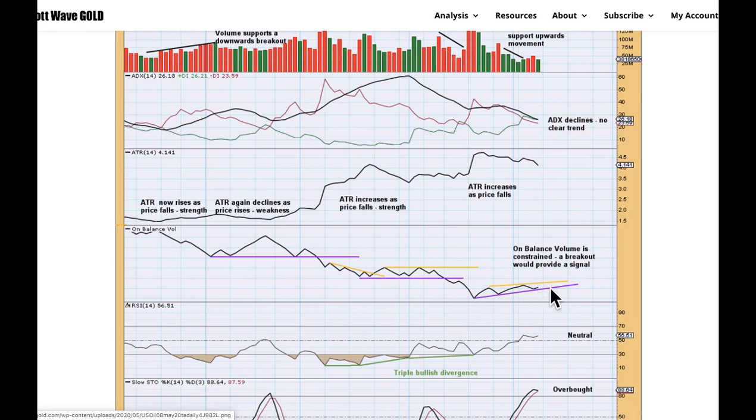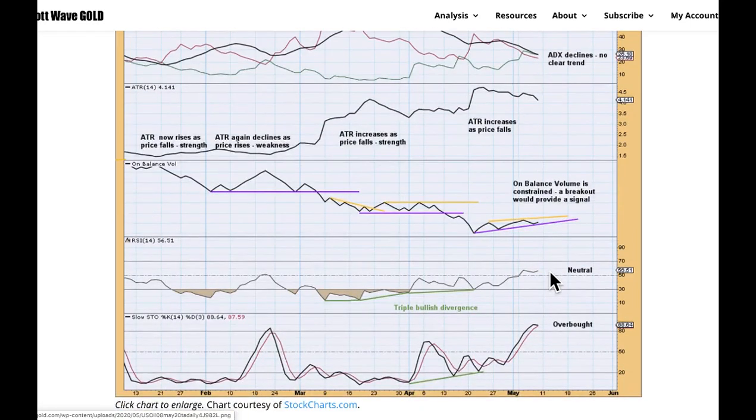On balance, volume is constrained. A breakout would provide a signal. It hasn't broken out yet. The signal would be weak though, because the resistance line is weak. It only has the minimum required 2 anchor points to draw a line. The support line only has 3 tests. RSI is in neutral territory after being deeply oversold and exhibiting triple bullish divergence at the daily chart level. There's again room for price to fall, and there's also still room for price to rise, and stochastics overbought.